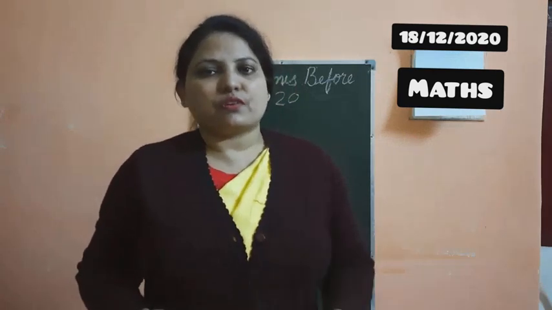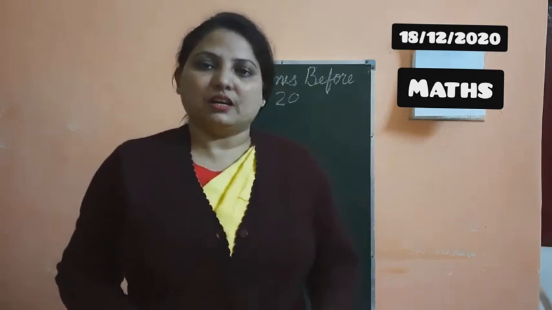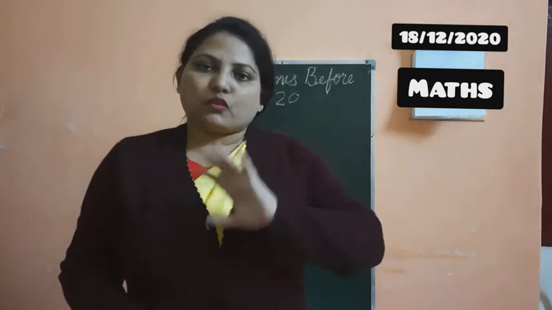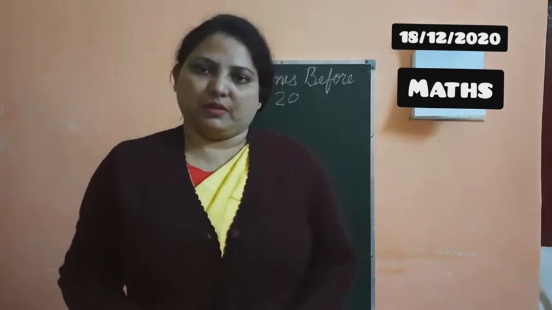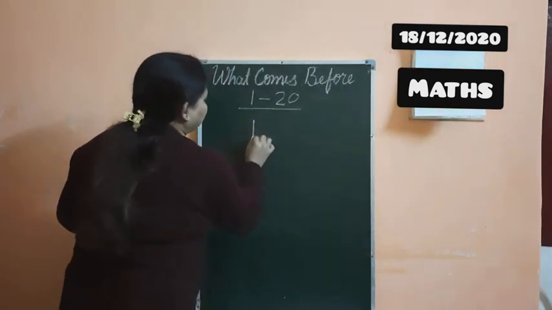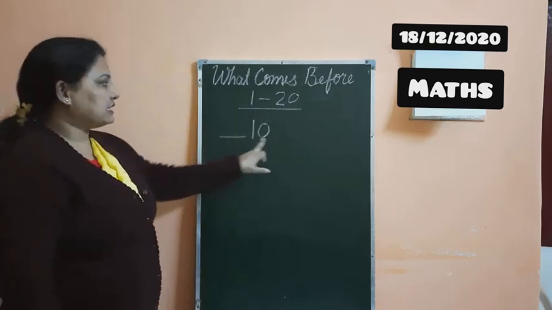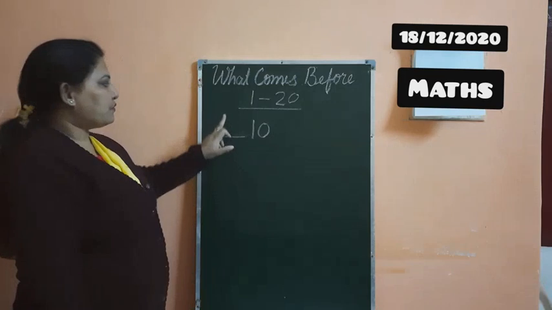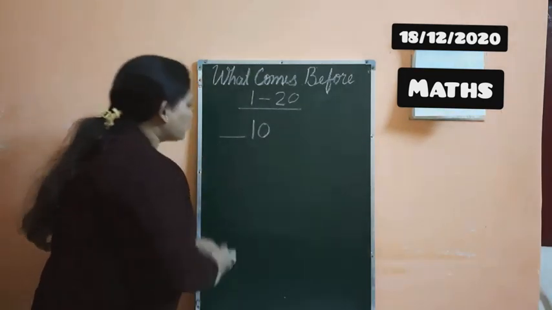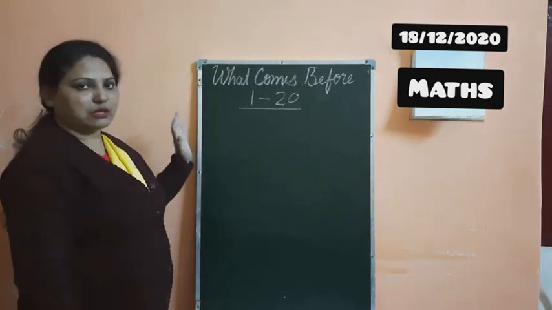So once more we will repeat 1 to 20 numbers and you have to tell me the before number. Before means when we go backward. When we go backward, we will come to know the before number. Like I am writing here number 10, and I will put a dash before 10. So which number will come here? You have done backward counting, so you can easily do it. First we will do it backward.